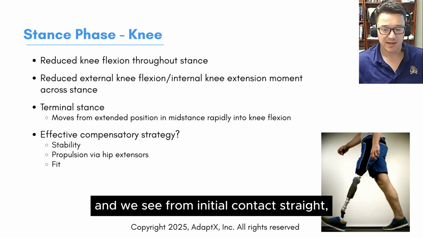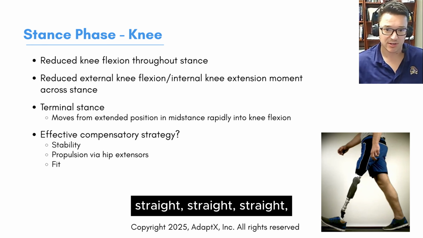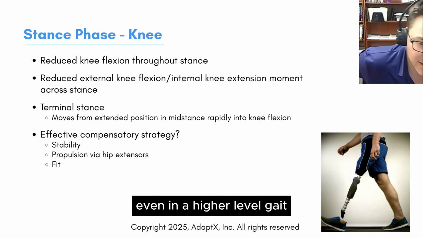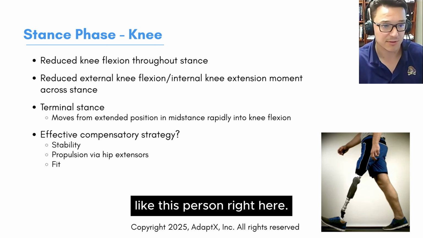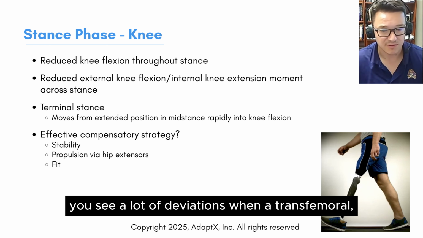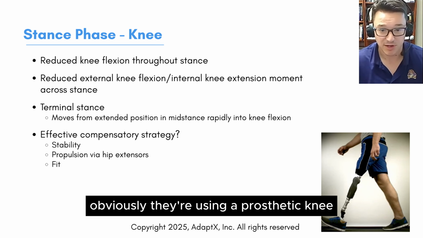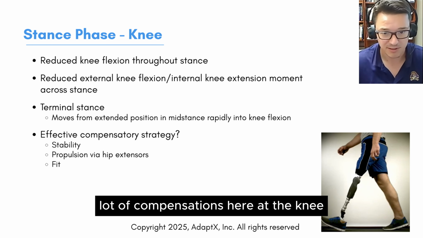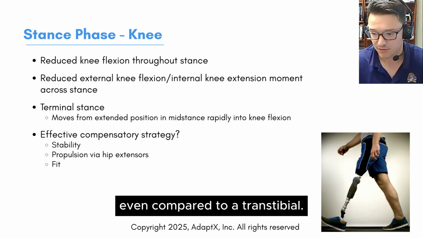And we see from initial contact, straight, straight, straight, almost no bending of the knee, even in a higher level gait like this person right here. So this is where you see a lot of deviations in a transfemoral. Obviously, they're using a prosthetic knee, but they're trying to avoid buckling. So you'll see a lot of compensations here at the knee, even compared to a transtibial.